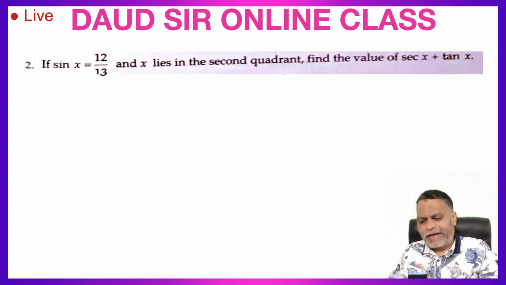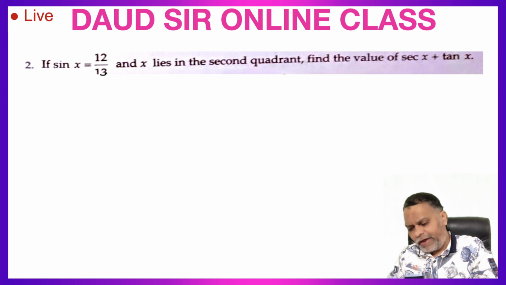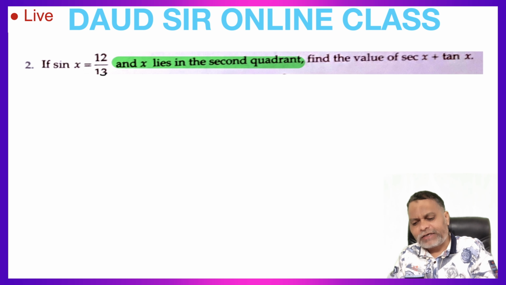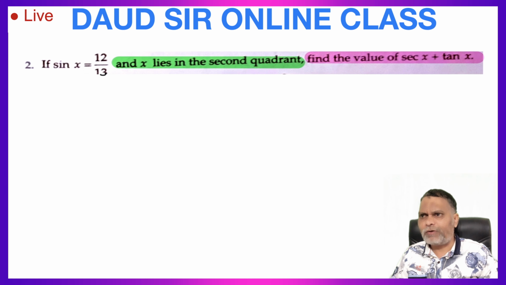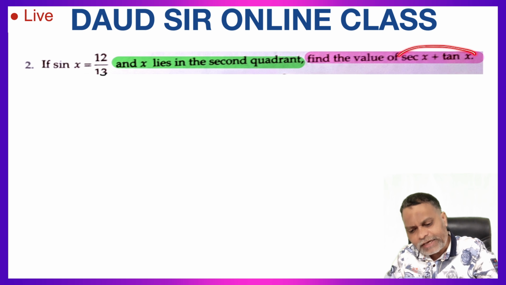Question number second. If sin x is equal to 12 upon 13 and x lies in second quadrant, so find the value of sec x plus tan x. So one trigonometrical ratio sin x is given 12 upon 13 and x lies in second quadrant. In second quadrant, sin and its reciprocal cosec are positive. Other trigonometrical ratios are negative there. So we have to find out the value of sec x plus tan x.